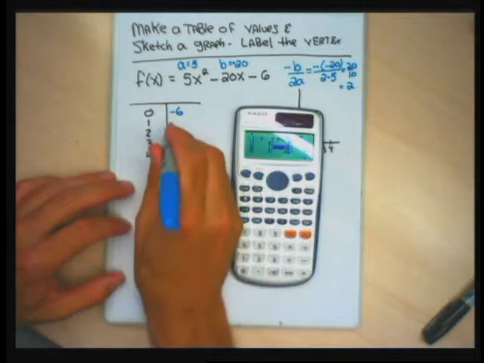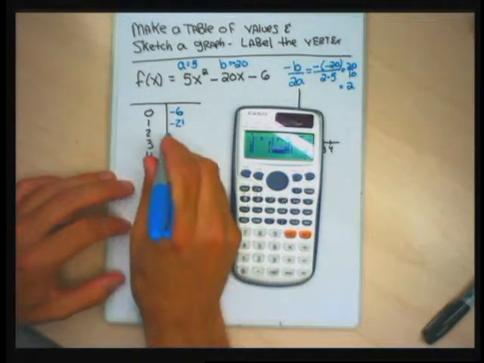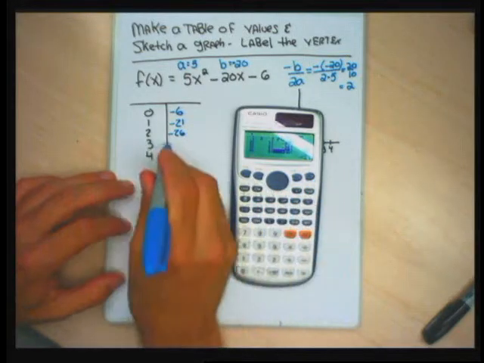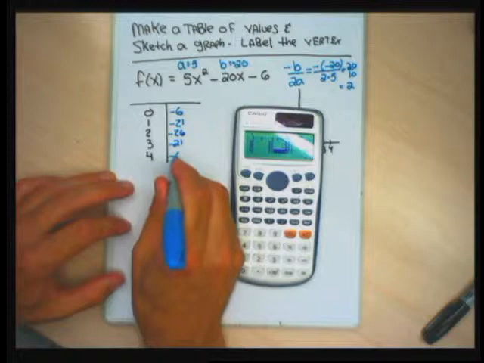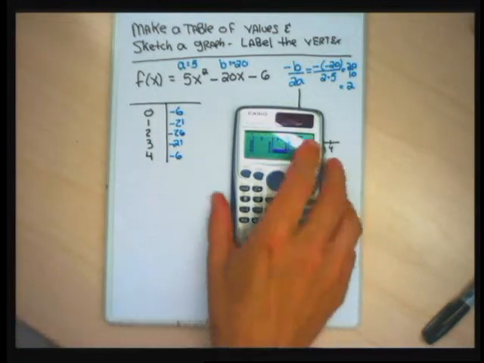1, I see negative 21. 2, I see negative 26. That's going to be my vertex. 3, I see negative 21. And 4, I see negative 6. So these are just the y values that correspond to the x values. I'm going to plot the points.